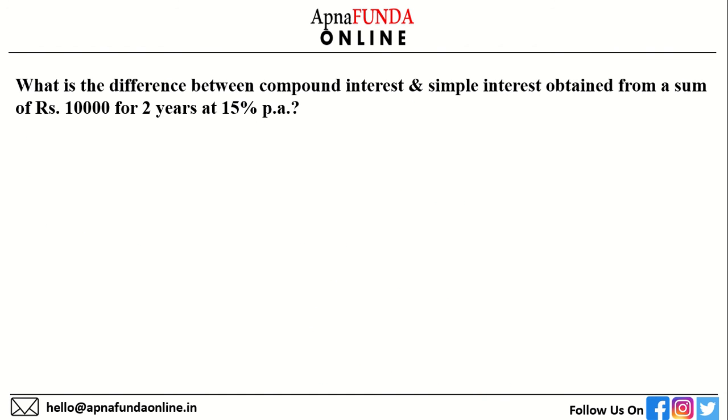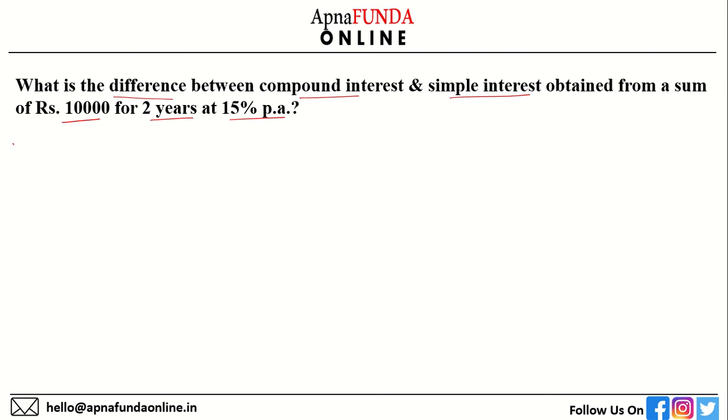Next question. What is the difference between compound interest and simple interest obtained from a sum of rupees 10,000 for 2 years at 15% per annum? Okay, it's very simple to find out. Everything is given. We have the principal, we have the time period, and we have the rate of interest. We just need to calculate the difference between the compound interest and simple interest.